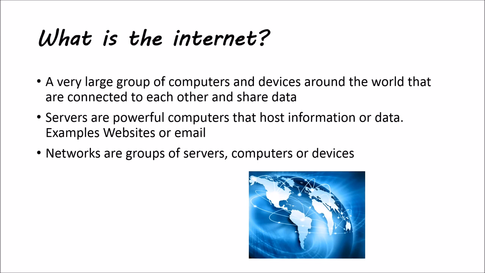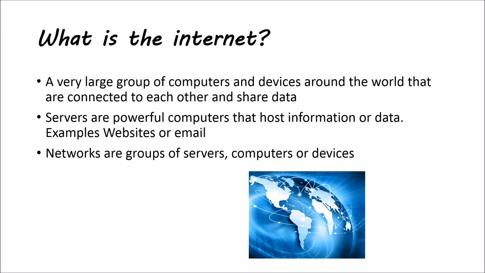So, the Internet is a very large group of computers and devices around the world that are connected to each other and share data. So we have these millions and millions of devices and computers, maybe even billions, around the world that are all connected to each other, sharing data. And that's basically what the internet is. Everything you see and do on the internet is a device or computer giving that information to you.